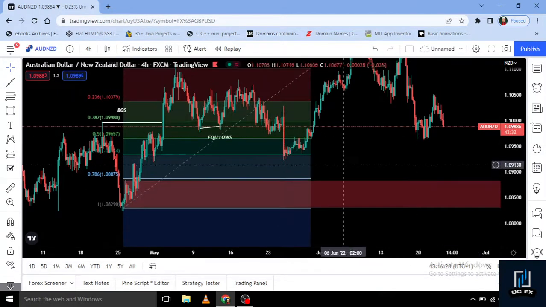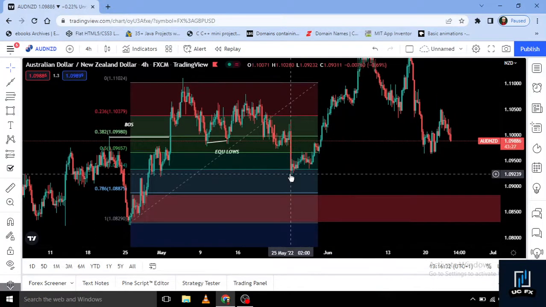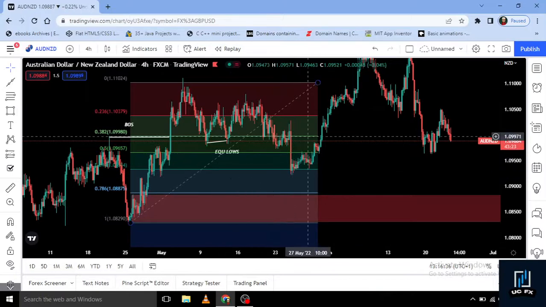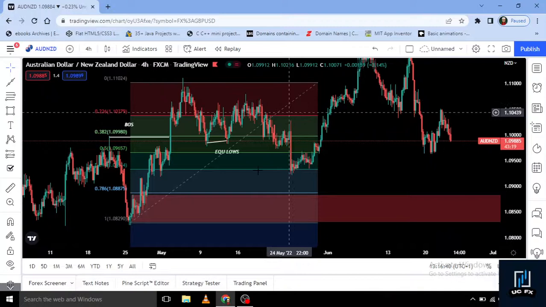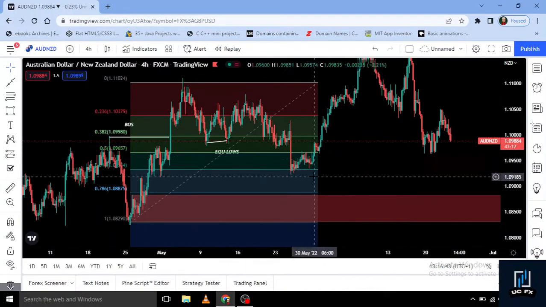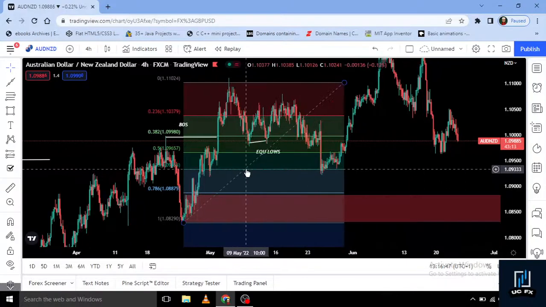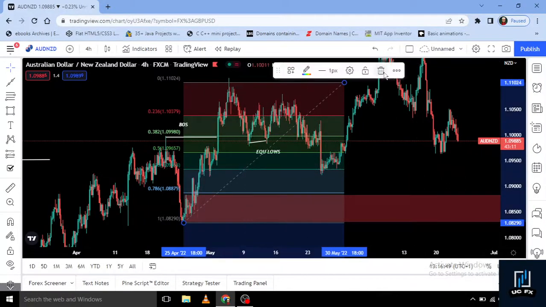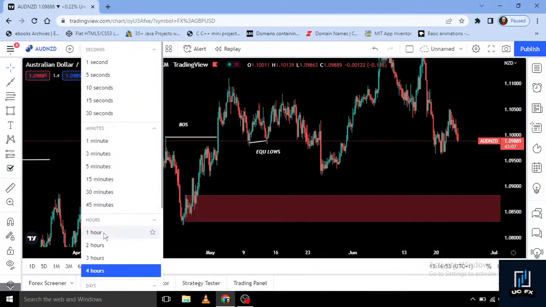Then after the price tapped into our discount level, what's the next step? Lower time frame refinement. You have to go down to the lower time frame. Right here we have the order block in the 4-hour time frame. So you have to go down to the lower time frame to refine this order block. Let's go down to the 1-hour time frame.